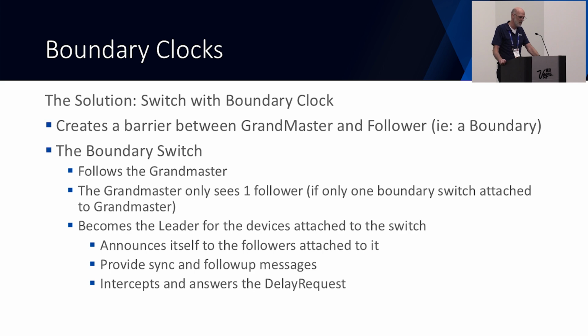So the boundary switch follows the Grandmaster. Okay? And it figures out what time it is by talking to the Grandmaster. But it turns around and it becomes the leader for all the devices that are attached to the switch. So it's talking to the devices, doing the Grandmaster's job, but the Grandmaster really only sees one switch. So if I have one switch attached to my Grandmaster doing this, the Grandmaster sees one switch. It talks to one follower. It doesn't have to do a lot of work. And my switch is talking to the devices that are attached to it. There's not a million devices attached to a switch, so it has a certain amount to deal with.